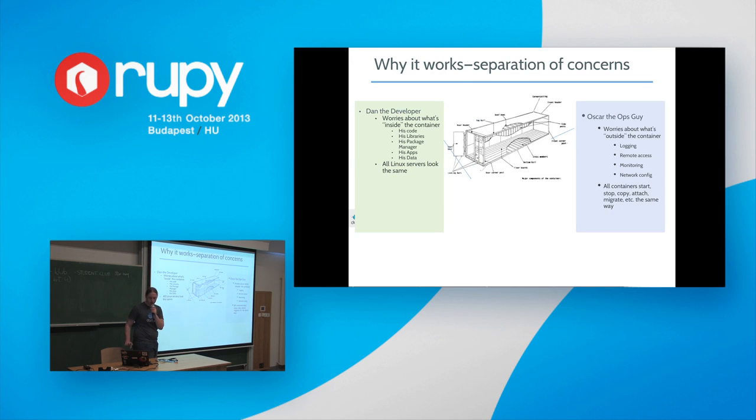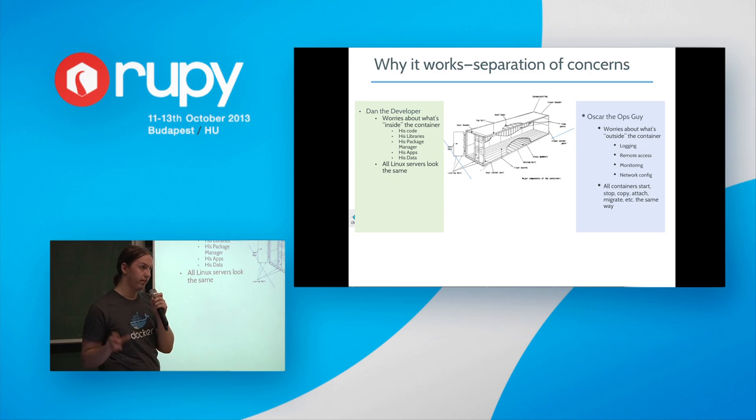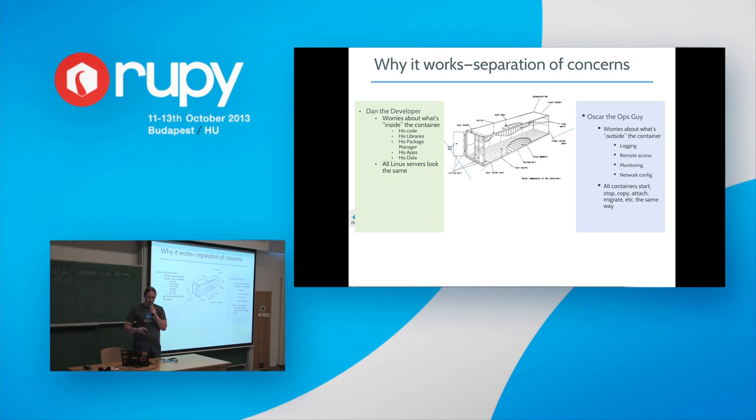So you separate the concerns. The developer only cares about what's inside the container, the environment, and the app that's running in the environment. And the ops guy only cares about what's outside the container, which is Docker and making sure they have logging, remote access, etc.